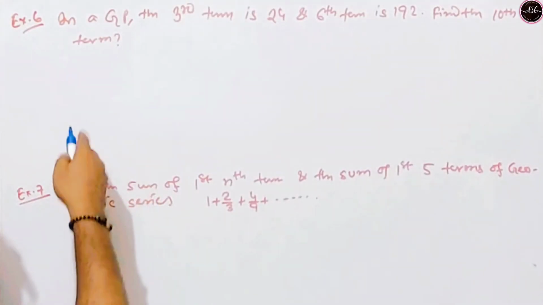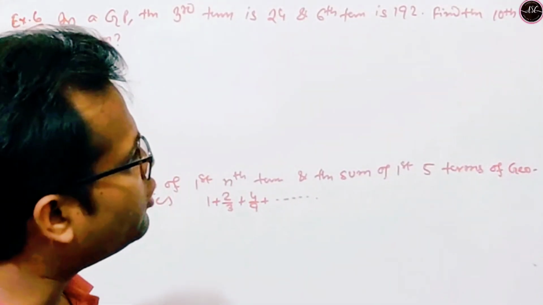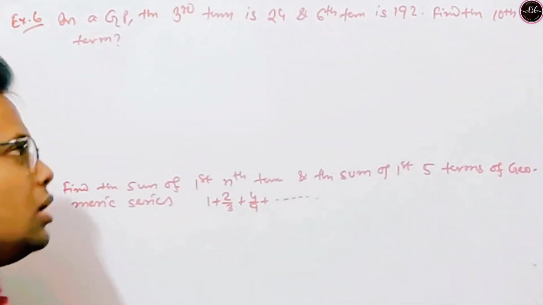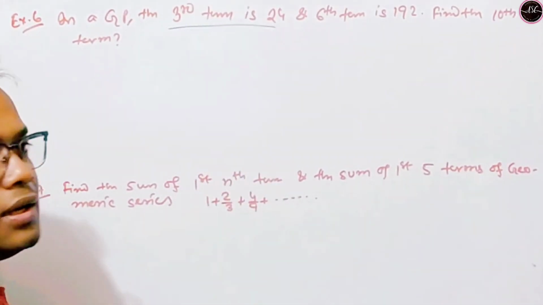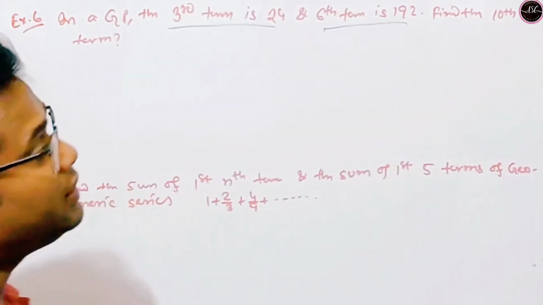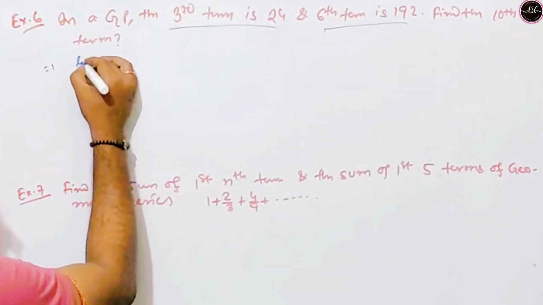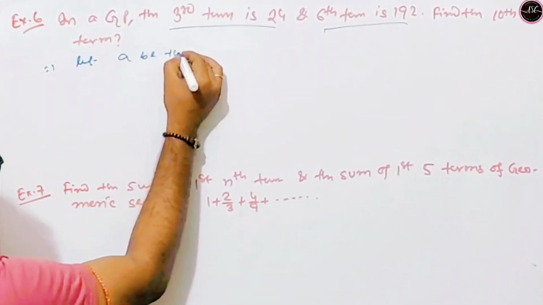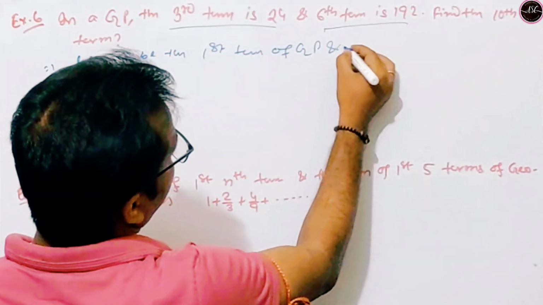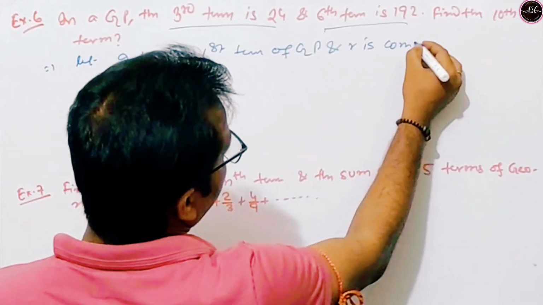Let's look at this question. In a GP, the third term is 24 and the sixth term is 192. Find the 10th term. So in the question, there is the third term and the sixth term, and we have to find the 10th term. So let A be the first term of the GP and R the common ratio.